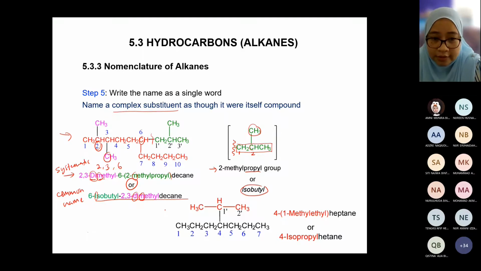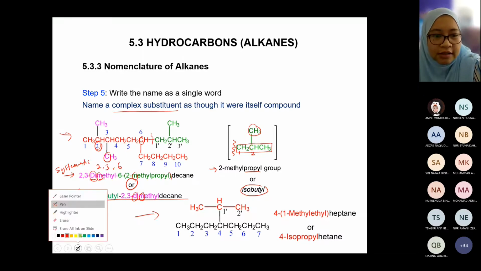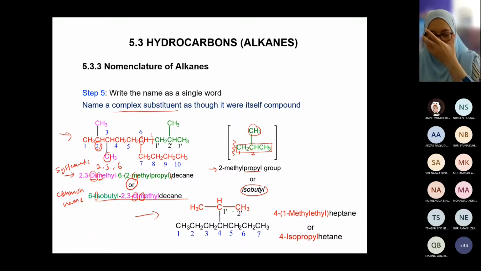Alright, so let's look at another example. So this is another example that we have. Let's have another color, another ink. Let's have green. This is more straightforward. So identify the parent chain. The straight one will be the parent, 7 carbons, so it is called heptane. And then this would be the substituent.